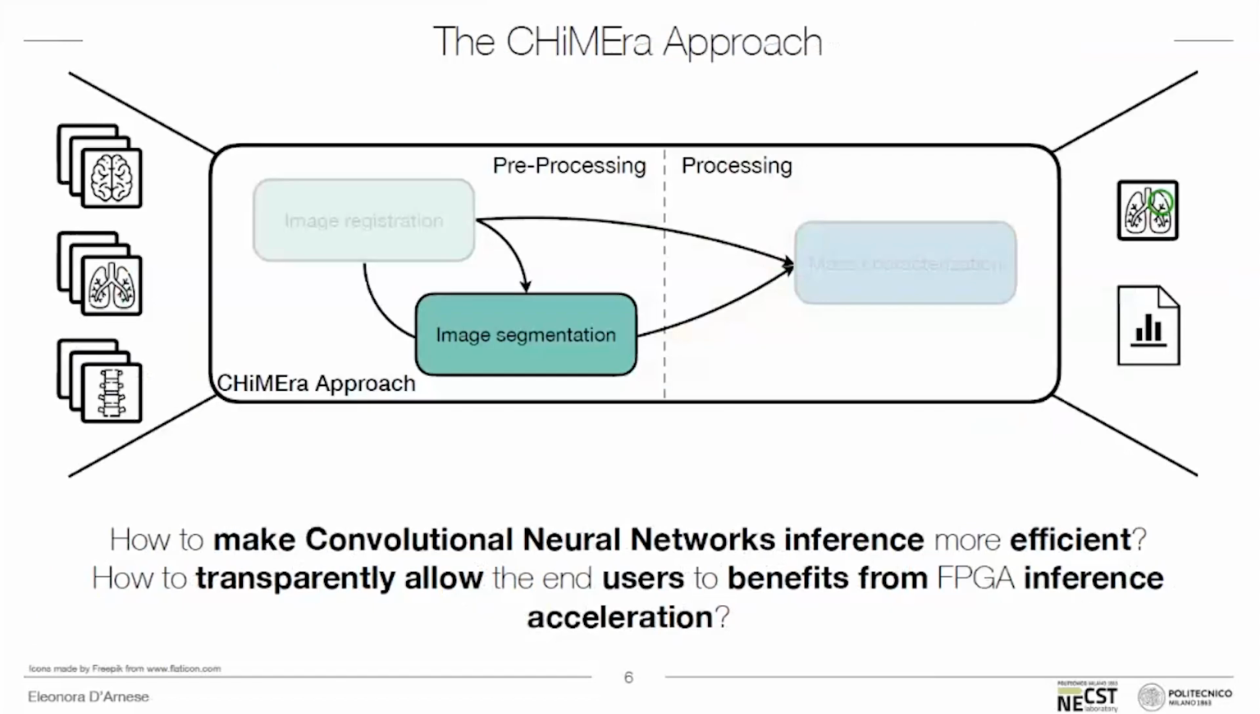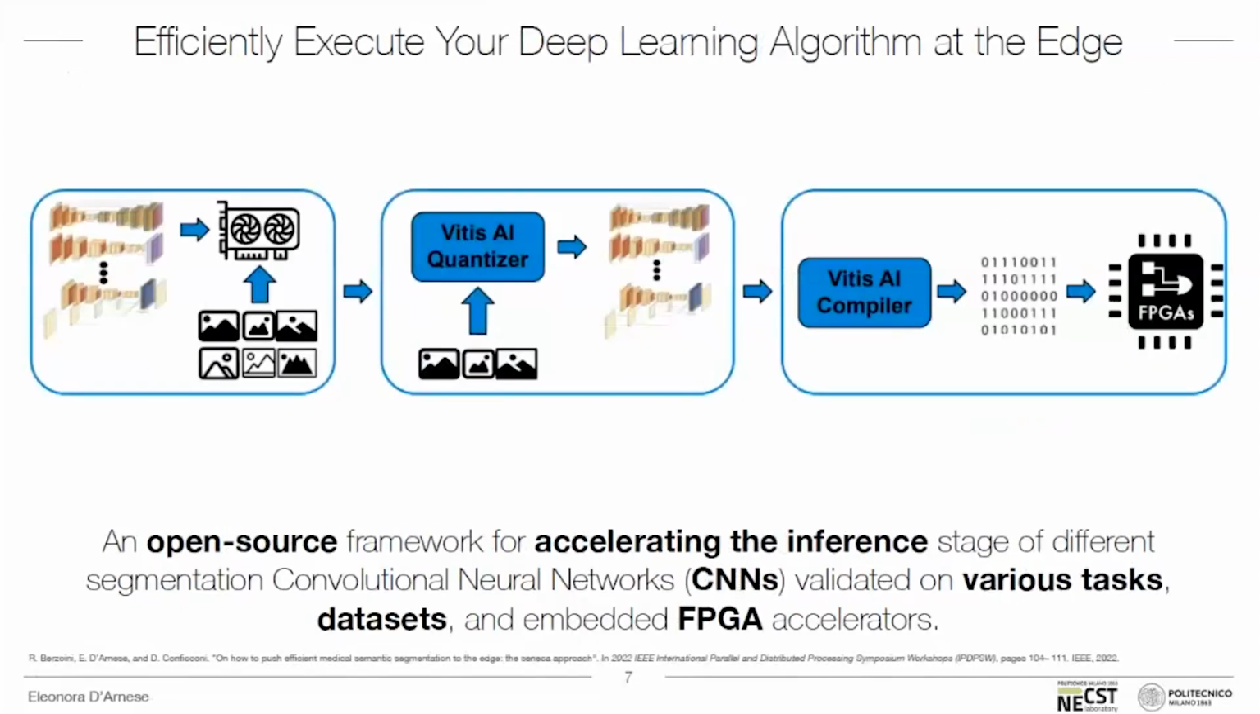The second step is image segmentation, and nowadays convolutional neural networks are the de facto standard for segmentation. We have seen that they are generally deployed on GPUs that are power hungry, and so we have found a way to transparently deploy the inference on FPGAs, which are generally more energy efficient. So we can use Nerone, an open source framework that allows for the acceleration of the inference of convolutional neural networks on FPGAs.